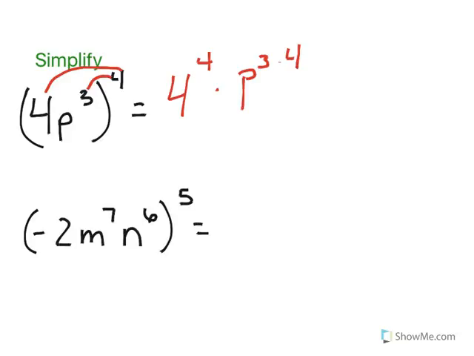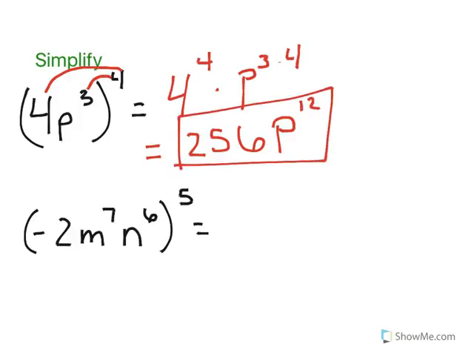Then this simplifies. 4 to the 4th power is going to be 256 times p. You can put the multiplying sign or just leave the p. And then 3 times 4 is 12. So not too tricky, but you just have to remember that this 4 gets distributed to both parts of that problem.